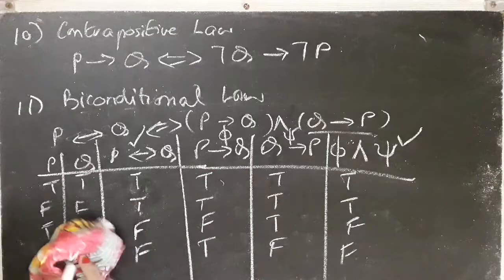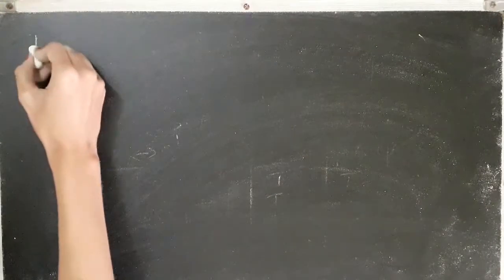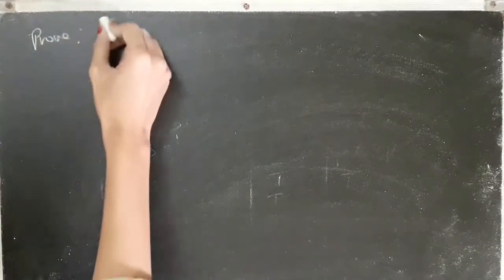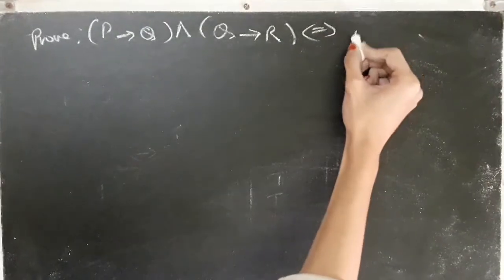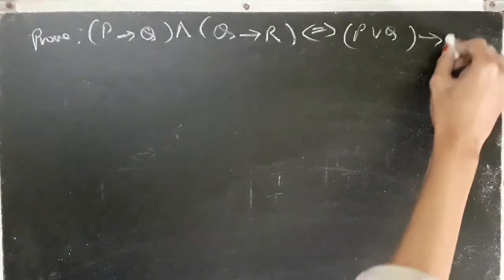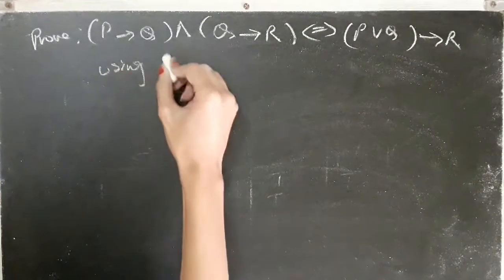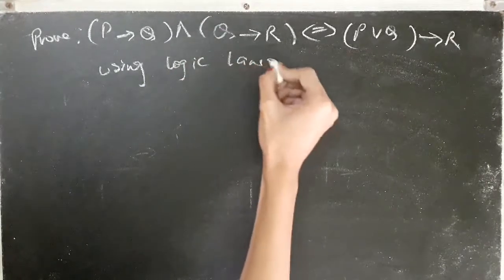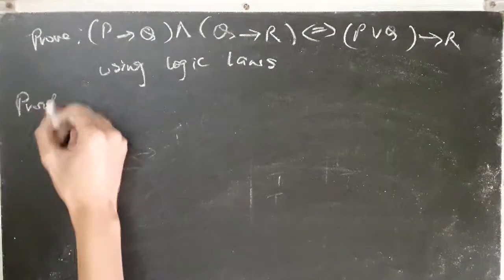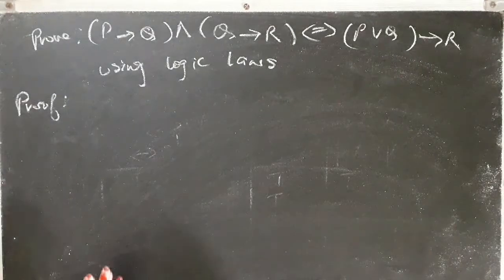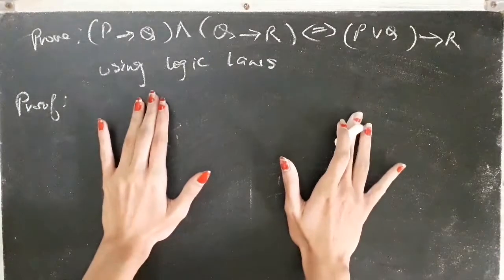I'll just give an example to show how we can use the logic laws. For example, prove P implies Q and Q implies R is logically equivalent to P or Q implies R using logic laws. Now how will you make use of all the logic laws that you have done? Firstly, you need to learn all the logic laws by heart and then you can prove these statements.